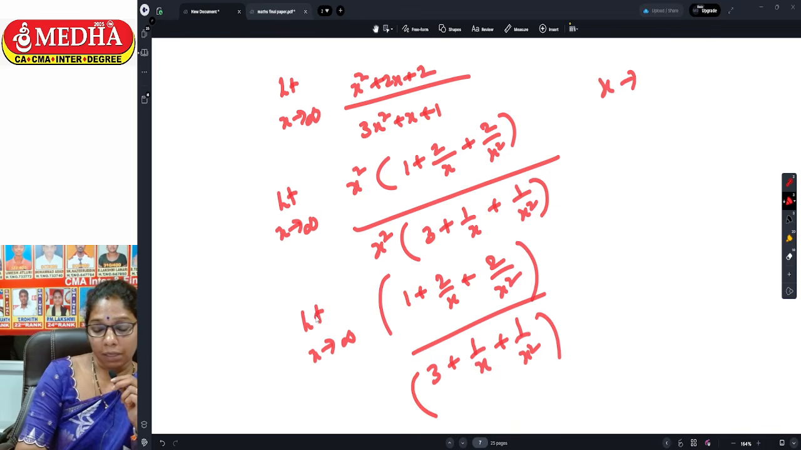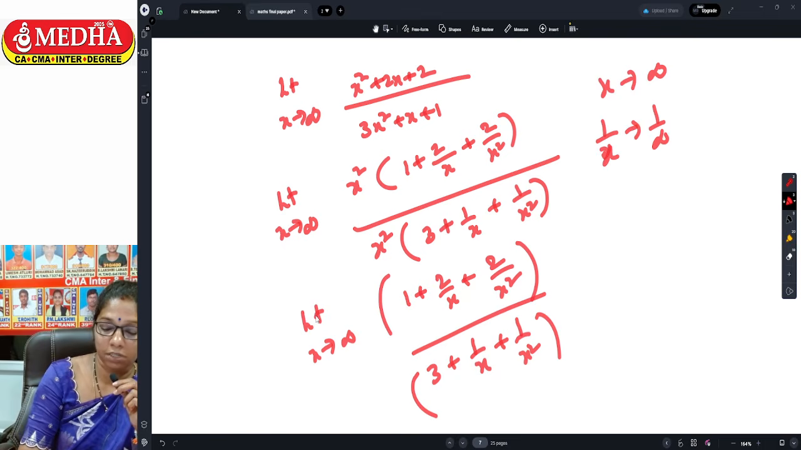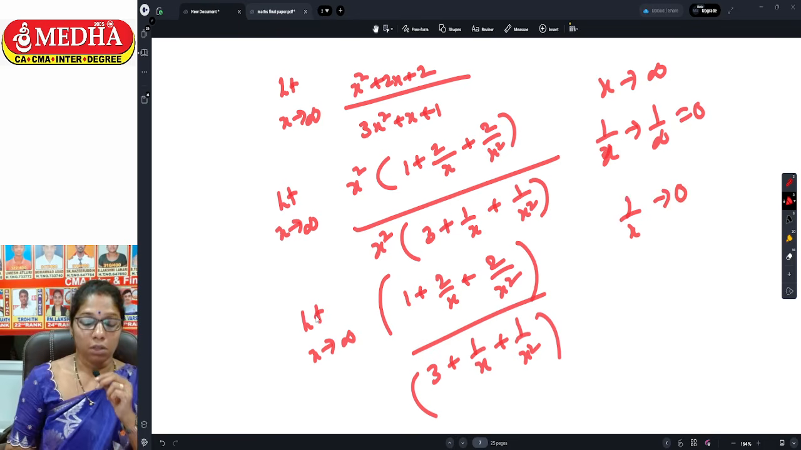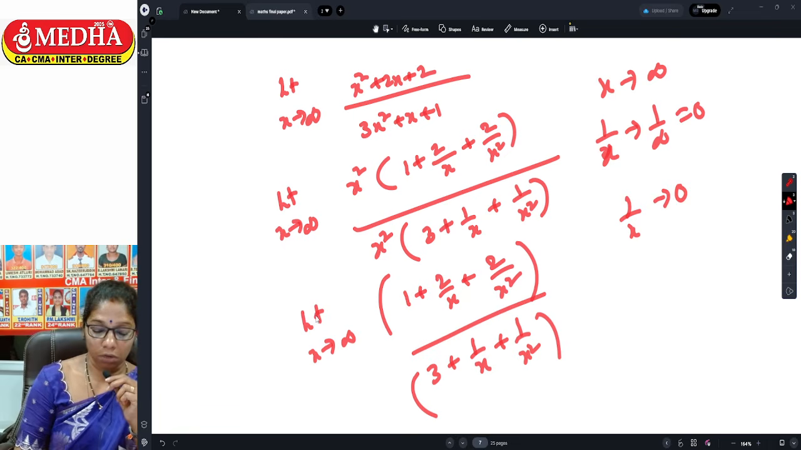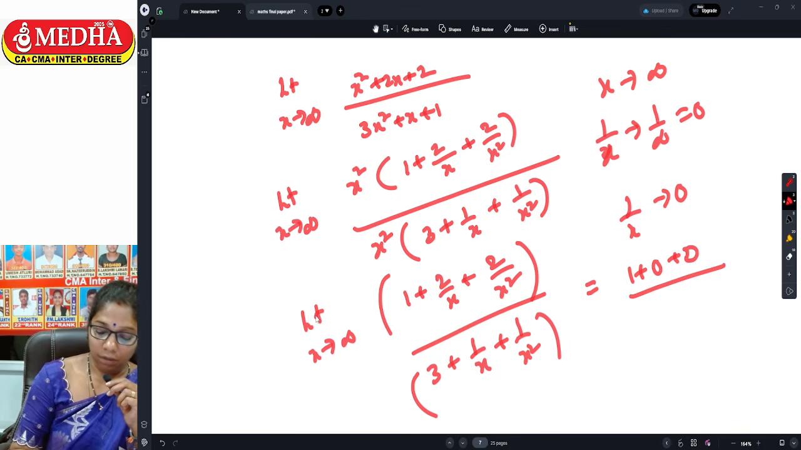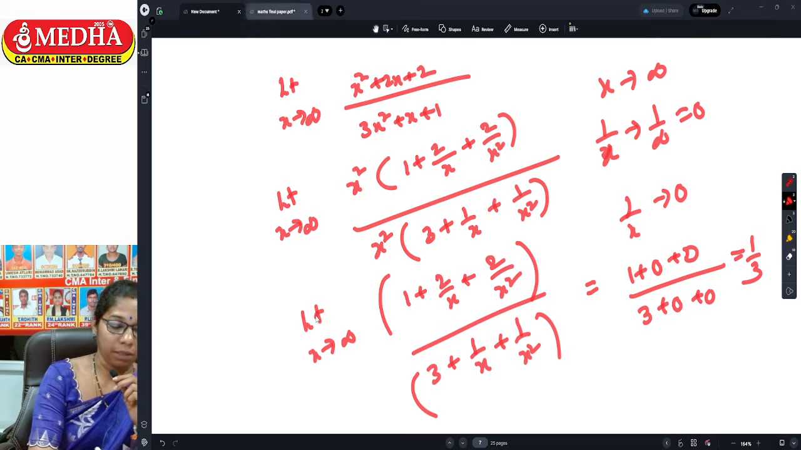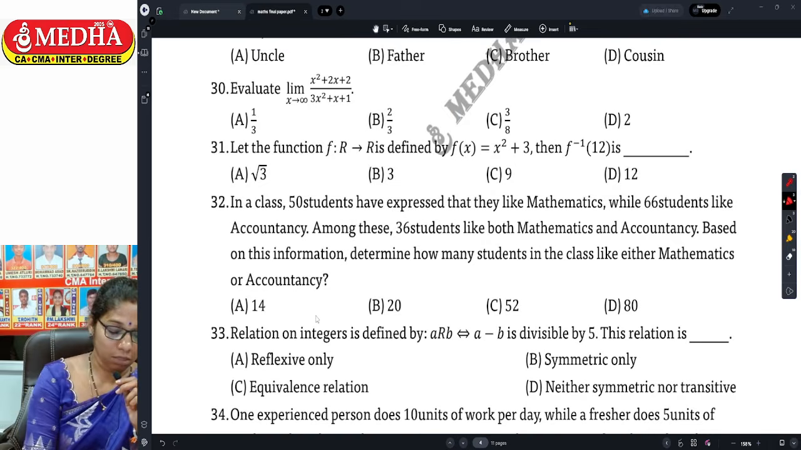So we know that as x tends to infinity, 1 by x is tending towards 1 by infinity, which is equal to 0. So 1 by x is replaced by 0, that is finally 1 plus 0 by 3 plus 0 plus 0. So the final solution is 1 by 3. 1 by 3 is the solution.